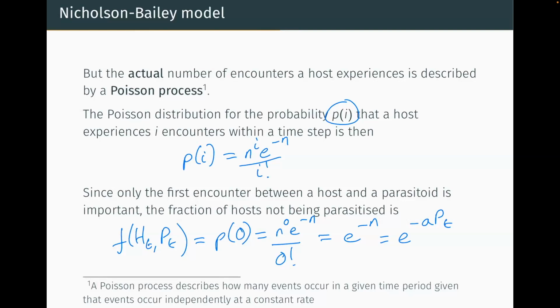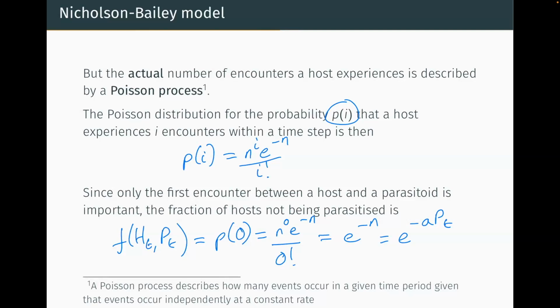So the reason that we're using this, this is just a general sort of Poisson process. If we wanted to ask, what's the probability that a host encounters 2 parasitoids, suppose these time intervals are a day, what's the probability that they encountered exactly 2? Then we would substitute 2 in here. If we wanted to know if it was 5, we would substitute 5 in there, and so on. If we want to know the probability that they encounter exactly none, then it's going to be P of 0, right?